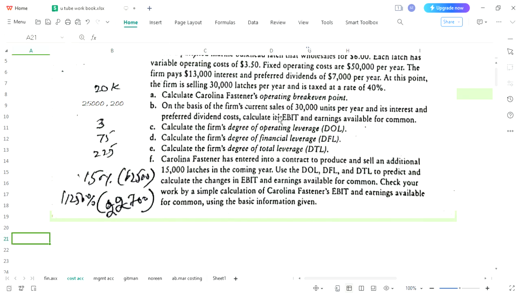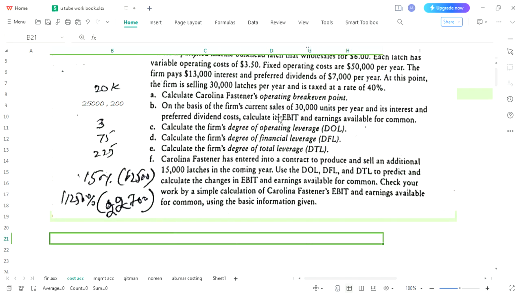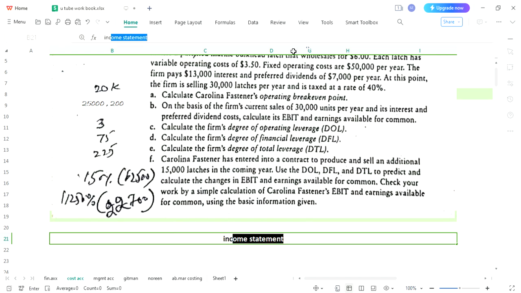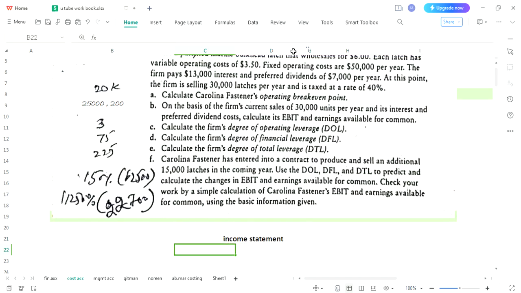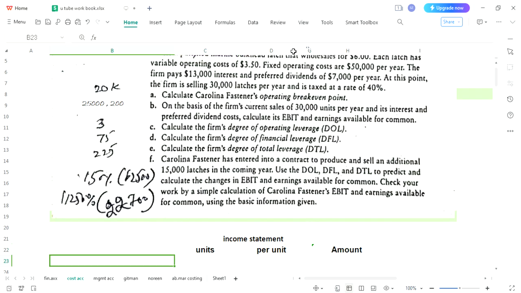Before starting the working, we need to complete our income statement. Here we are going to construct a complete and comprehensive income statement so that each and every piece of information is available in a single spot. Here you will write your units and then per unit, and finally you will post your amount over here. The amount is calculated by multiplying units and per unit. Since we are making a complete income statement, both before EBIT and after EBIT statements are needed.